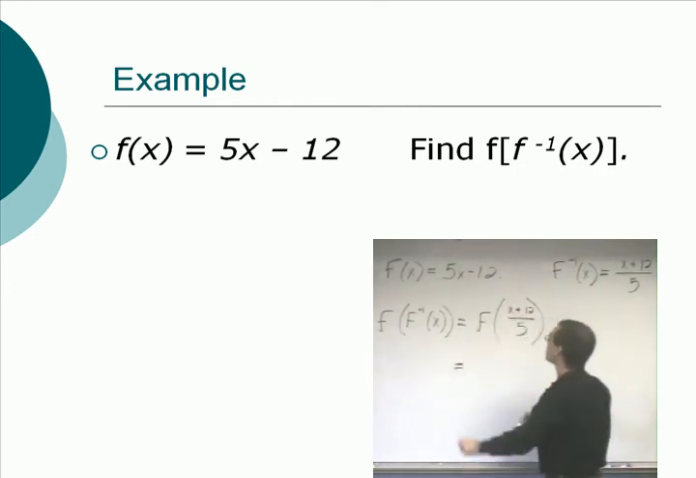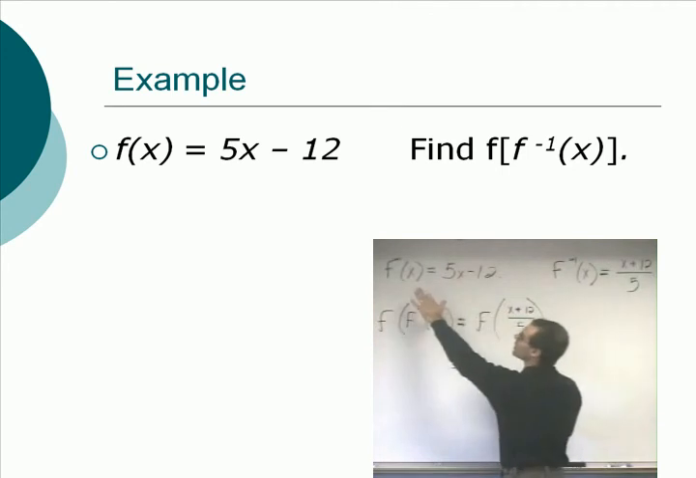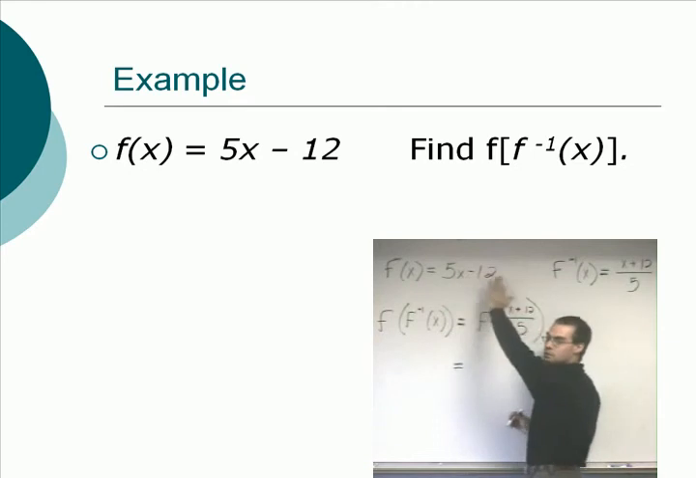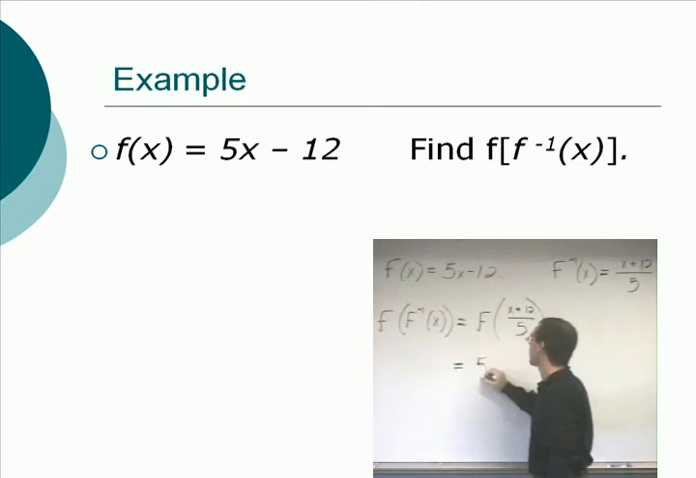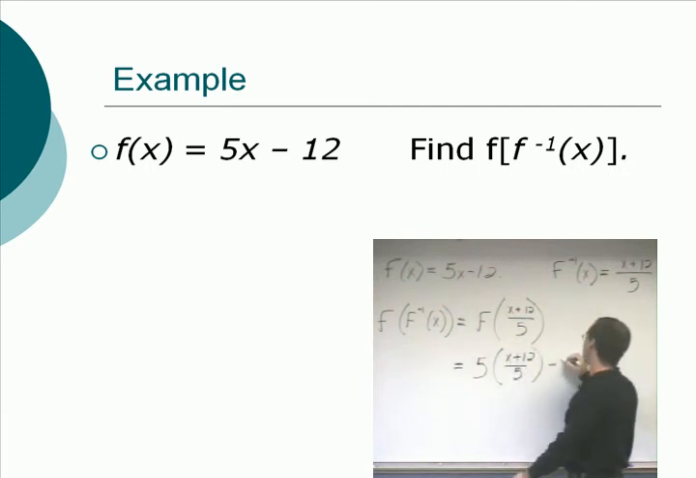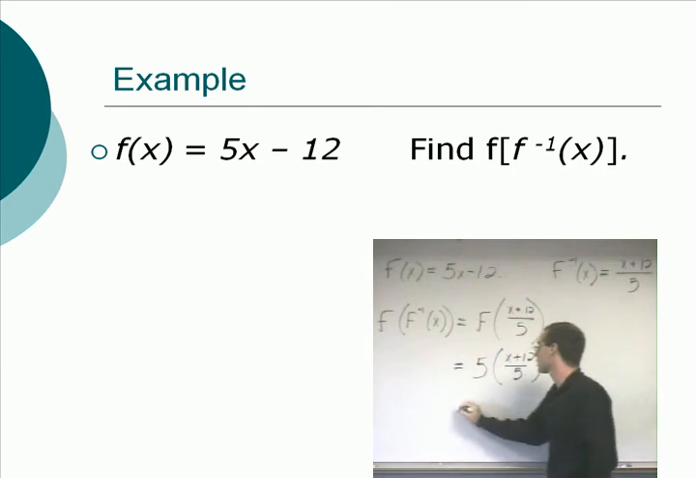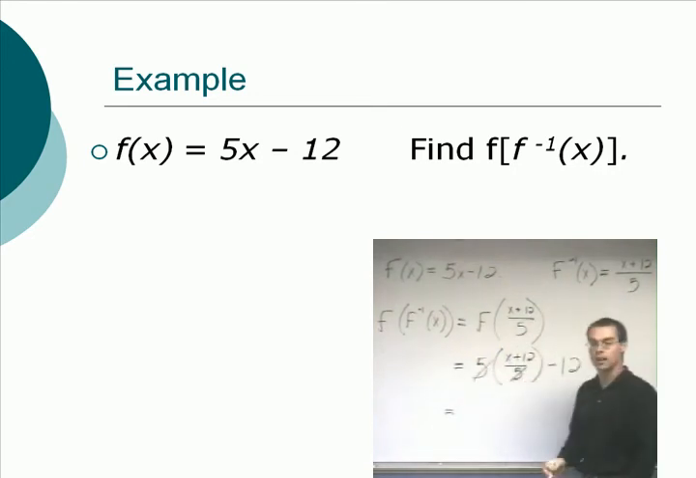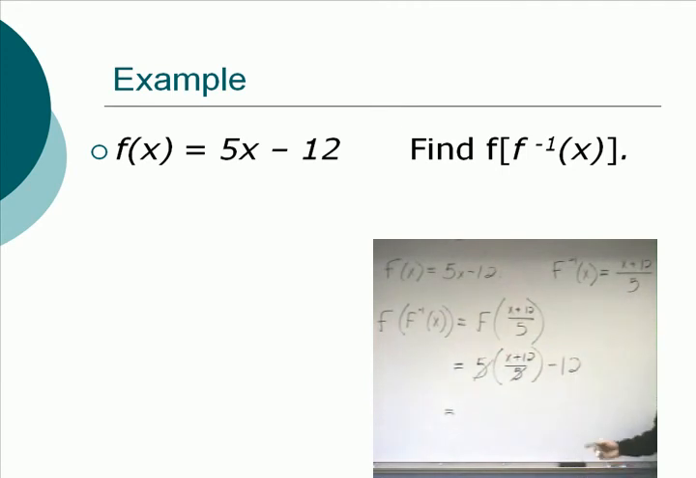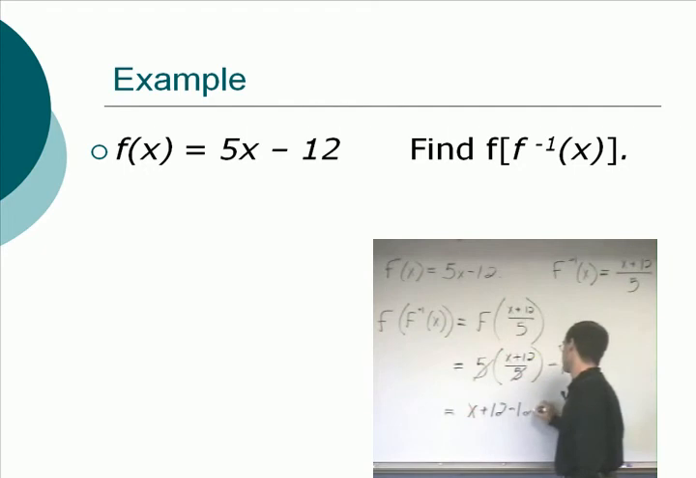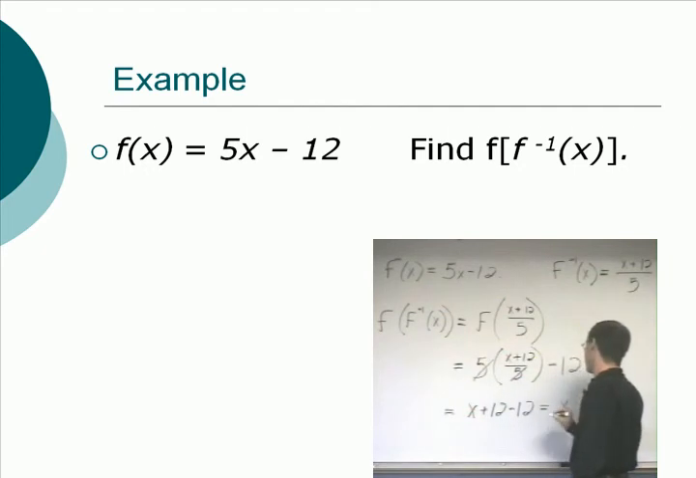Well, what do you do with the f function? The f function says you should take your input, multiply it by 5, subtract 12. So we're going to take 5 times x plus 12 over 5 and subtract 12. Well, what does that equal? 5's cancel, right? So you're left with x plus 12 minus 12, which is x.